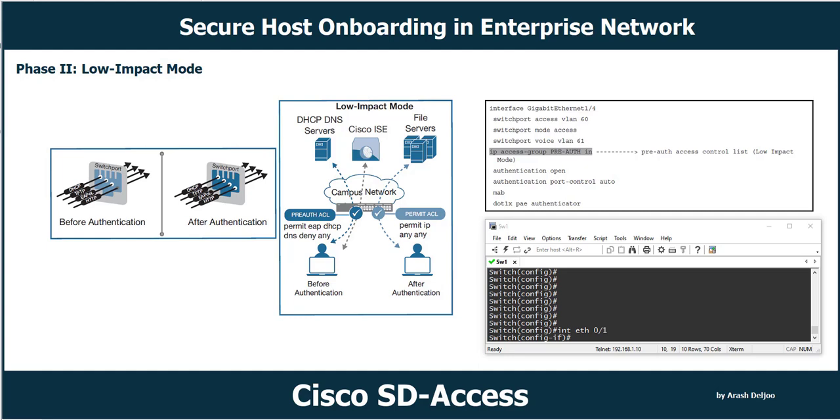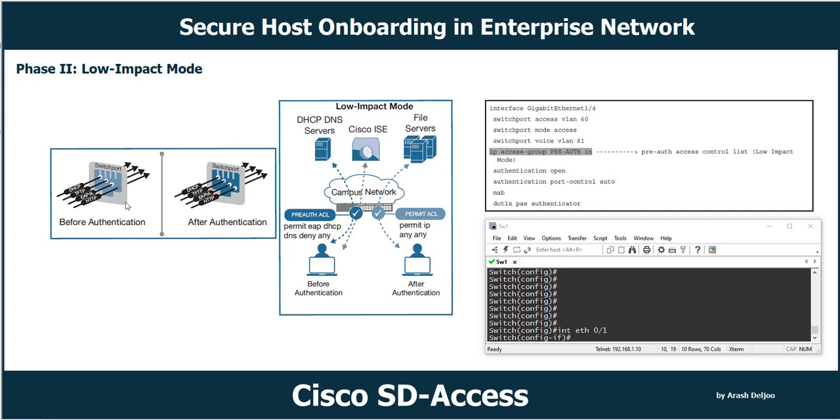Compared to monitor mode, low impact mode incrementally increases the security level of the network by configuring an ingress port ACL on top of monitor mode at the port level. In low impact mode, security is added to the framework that was built on monitor mode by applying an ACL to the switch port, allowing very limited network access prior to authentication. After users or devices have successfully authenticated, they are granted full network access.